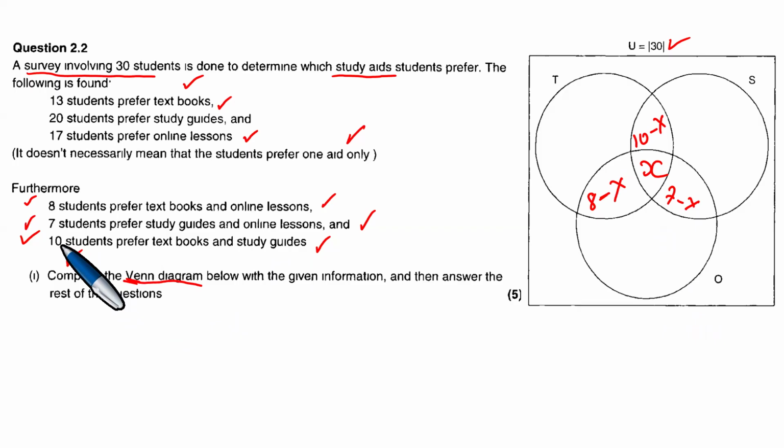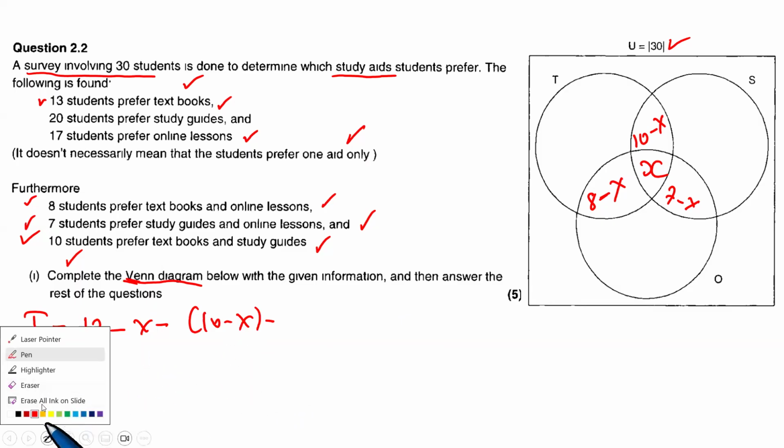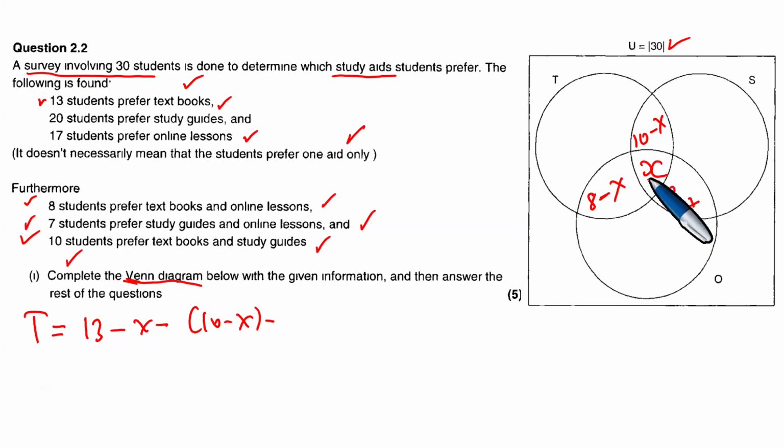And therefore, now in the end, we come to the conclusion about the textbook students. The textbook students are how many? You note that there are 13 students who prefer textbooks, right? So the textbooks would be 13 minus x minus 10 minus x, and then we would also subtract from the 13. Right, we said 13, we subtract x, subtract 10 minus x, but we also subtract 8 minus x.